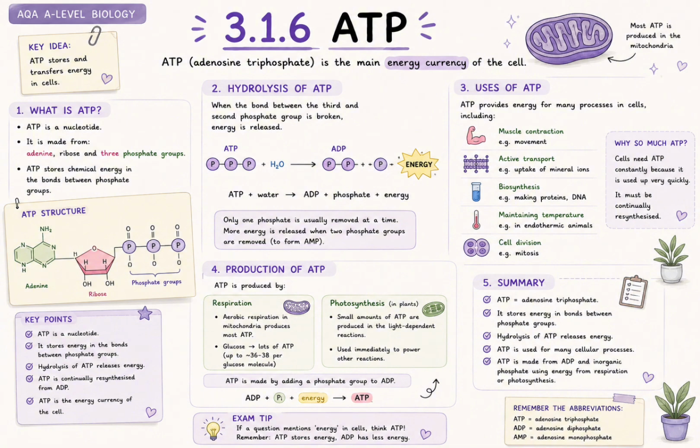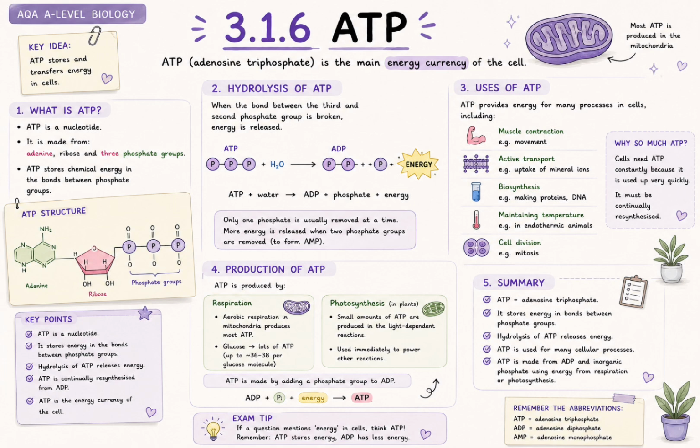Now, ATP is required for a huge range of biological activities. For example, it powers muscle contraction through interactions between actin and myosin. It is essential for active transport where substances are moved across membranes against concentration gradients. ATP is also required for biosynthesis reactions such as protein synthesis and DNA replication. Additionally, it contributes to maintaining body temperature and is heavily involved in processes like cell division and nerve impulse transmission. One important thing to remember is that ATP is not stored in large amounts within cells because it is used very rapidly. Instead, it is constantly regenerated from ADP and inorganic phosphate.